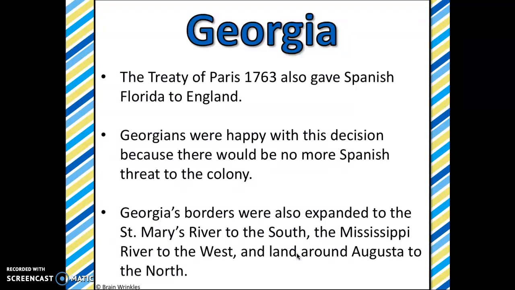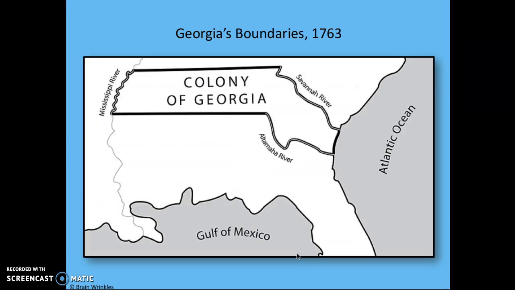Georgia's borders were also expanded to the St. Mary's River to the south, the Mississippi River to the west, and land around Augusta to the north. This is a picture of what Georgia's boundaries were after 1763, after the French and Indian War and the Treaty of Paris.